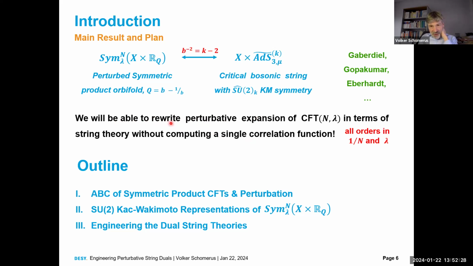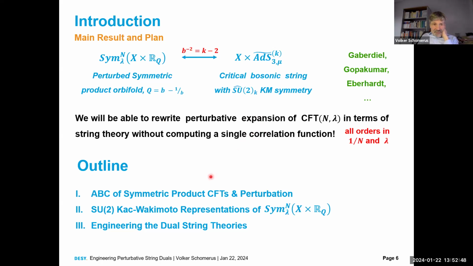That's why I stress, in the context that I described, that this relation that I will explain is actually established without computing a single correlation function. It's just a step-by-step series of equalities that I go through, and that will bring us to the string theory.